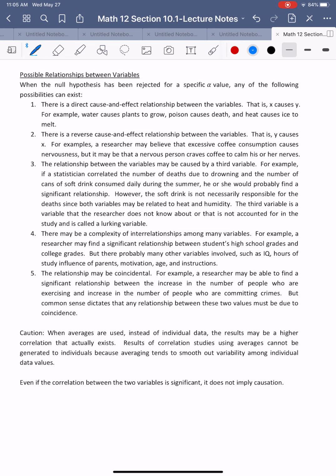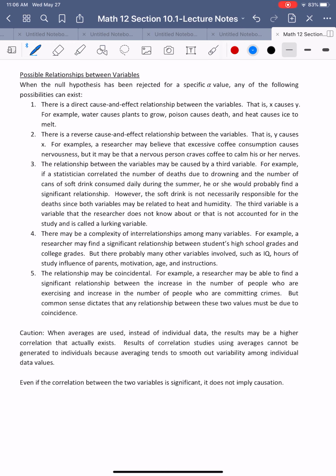Possible relationship between the variables. When a null hypothesis has been rejected for a specific alpha value, any of the following possibilities can exist. Number 1, there is a direct cause and effect relationship between the variables, that is X causes Y. For example, water causes a plant to grow, poison causes death, and heat causes ice to melt.